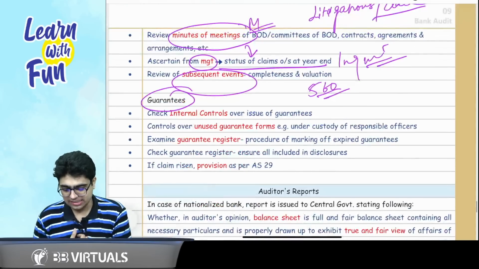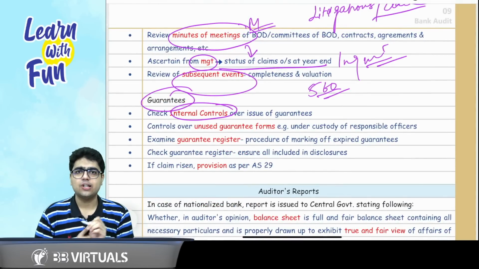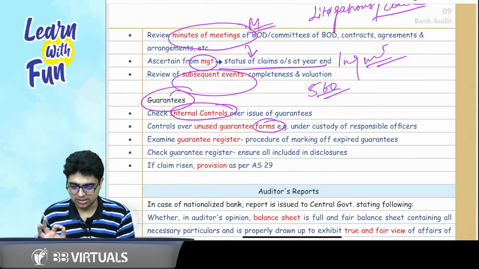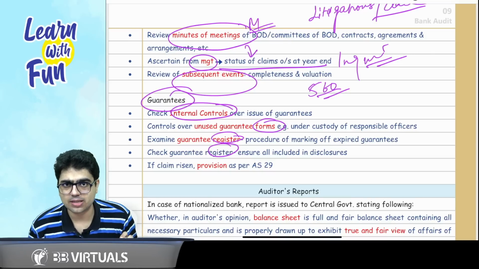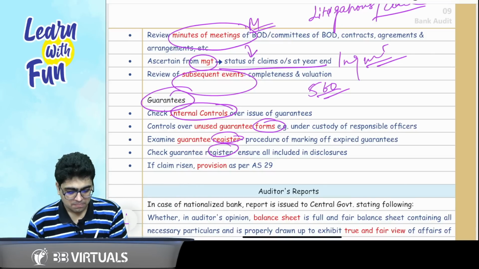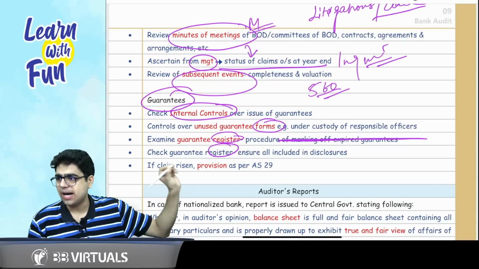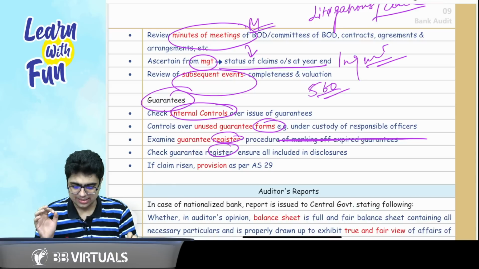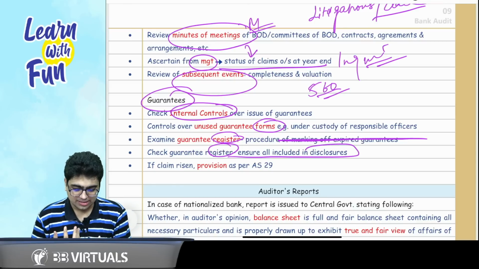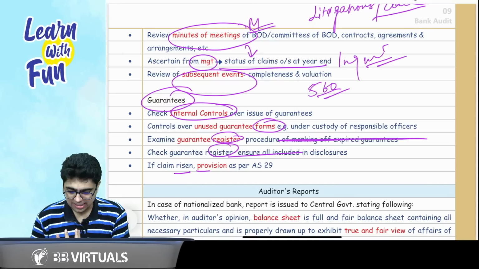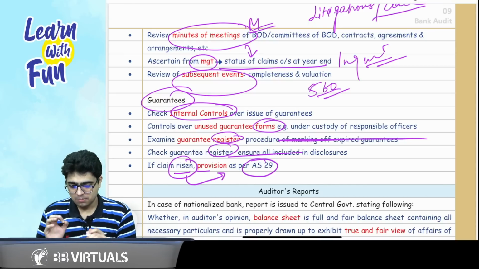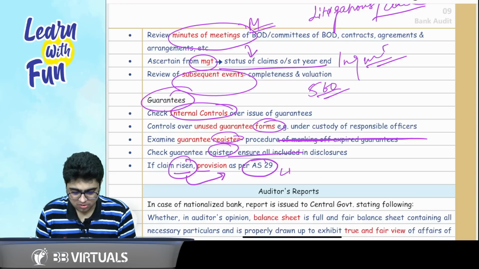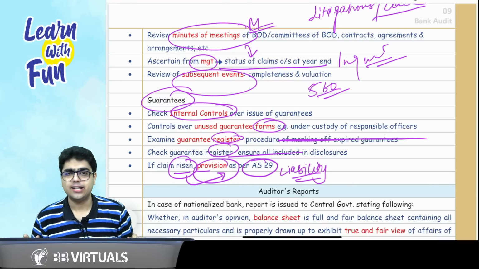In case of guarantees, again internal control, but two things you need to check: form and register. Sir, form means unused guarantee forms should be under the custody of a reliable officer. Check the guarantee register for marking of expired guarantees, plus check the guarantee register to ensure all the guarantees are included in disclosure. And if any claim has arisen, provision needs to be created as per AS 29. Why, sir? Because if the claim arises, it is now your liability. So provision should be created as per AS 29.